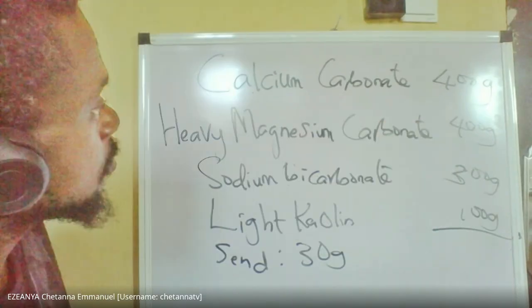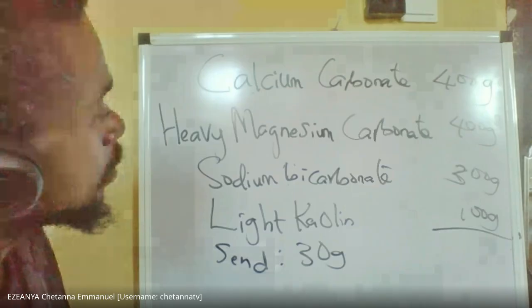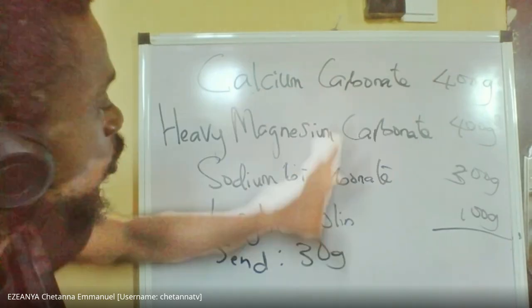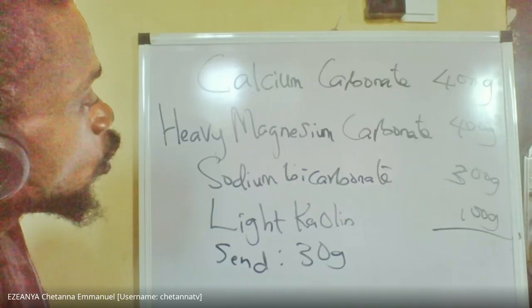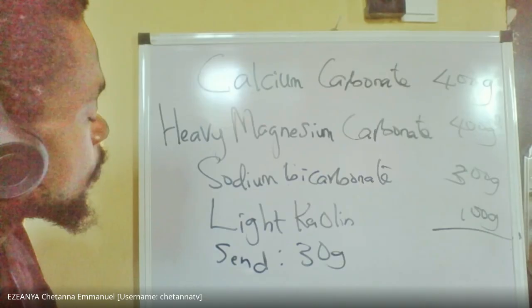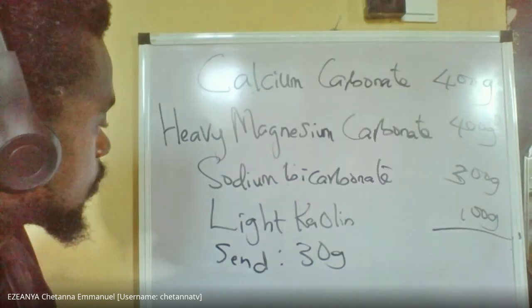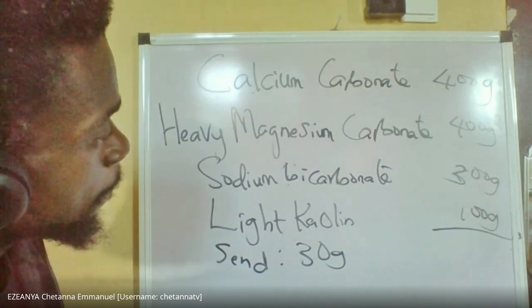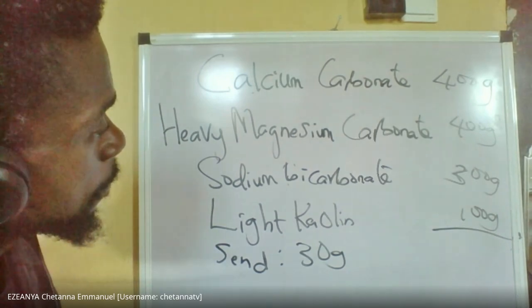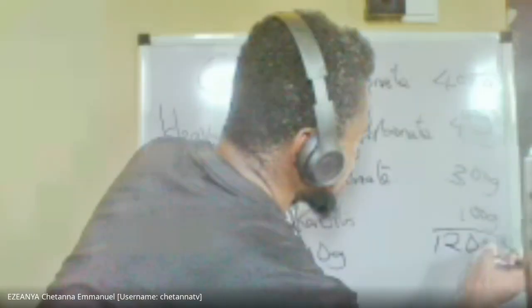So what is the total? The amount of this product should be what? The weight, what will it be in total, all being equal? 1,200 grams.